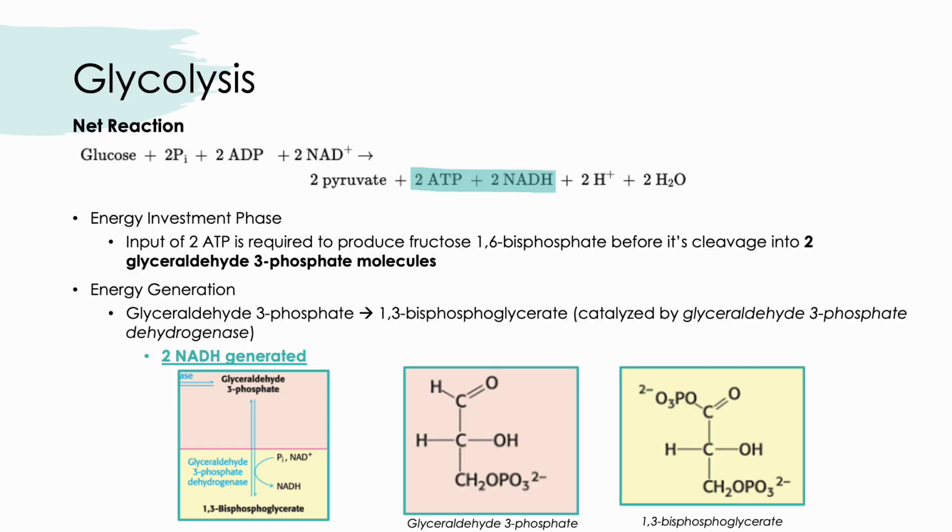The net reaction of glycolysis is shown above, but let's talk about the steps which lead to the formation of ATP and NADH. First, it is important to note that in the energy investment phase of glycolysis, there's an input of 2 ATP to form fructose 1,6-bisphosphate before its cleavage. Once cleaved, it produces 2 molecules of glyceraldehyde 3-phosphate, which then becomes oxidized to 1,3-bisphosphoglycerate.